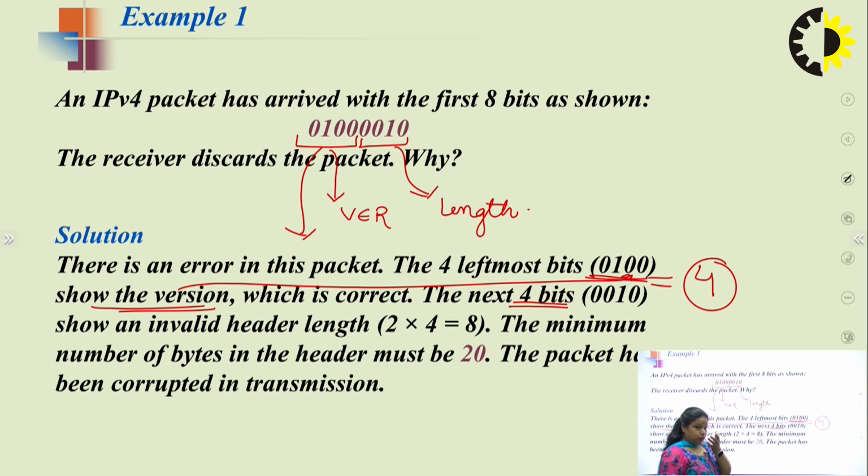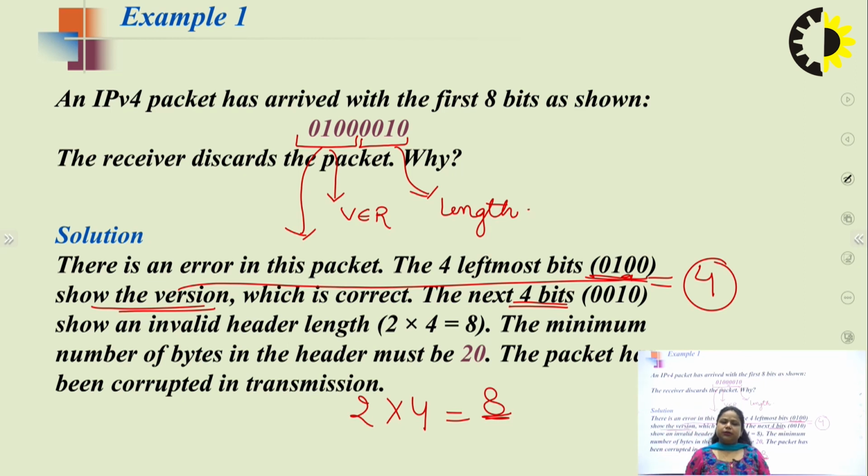Now we have to calculate the header length. As I have already told you, whatever the header, we have to calculate the total length. It is represented in the 4 bits. We have to calculate the value. Now after converting this number 0010 into decimal, it comes out to be 2, right? If it comes out to be 2, 2 into 4 comes out to be 8. It means the header length is 8.